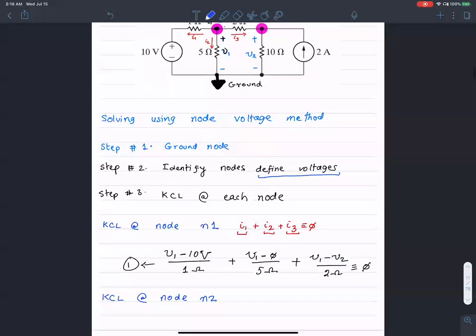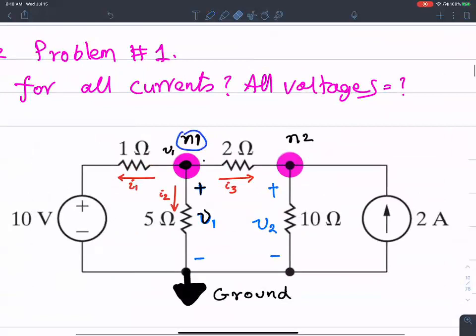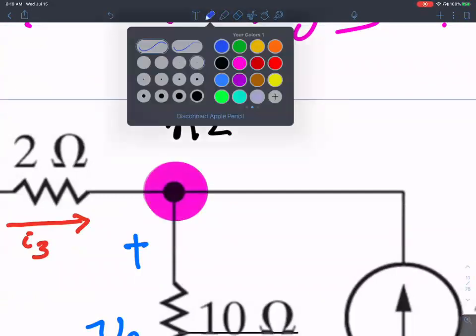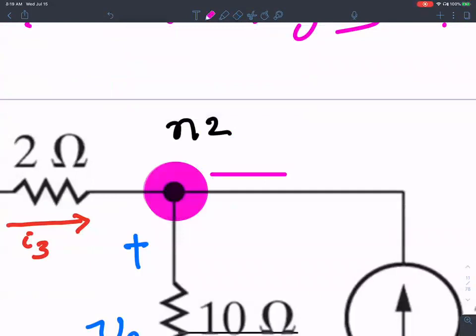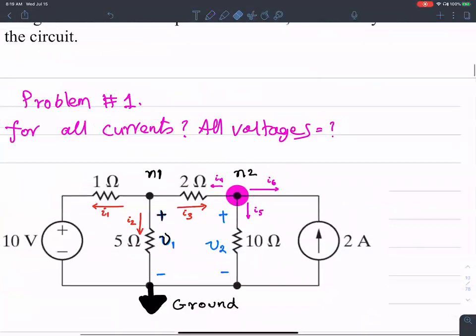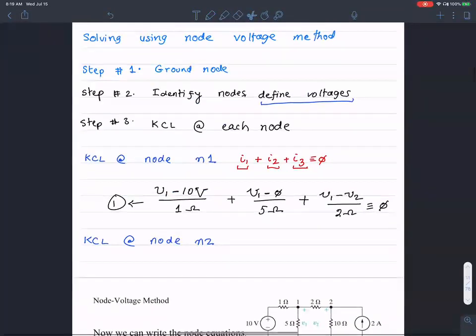Let me clean this up a little bit. N2, which is this node over here. This node, I'm going to define the currents. This is my definition of currents, right? I am going to write KCL for all the currents leaving that node. Let me call this I4, I'll call this I5, I'll call this I6. It does not matter. I'm just using names that are convenient to me. But the important point is I'm looking at all the currents that are leaving that node and writing KCL at that node. That's all I care about, KCL at node N2. I'll color code this using this guy.